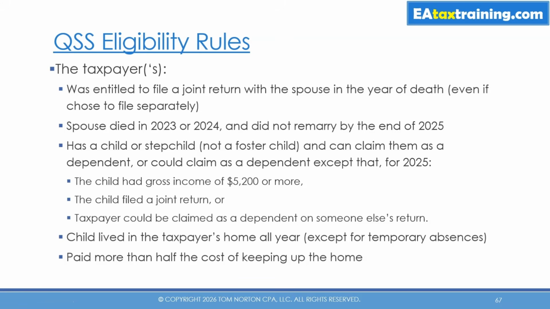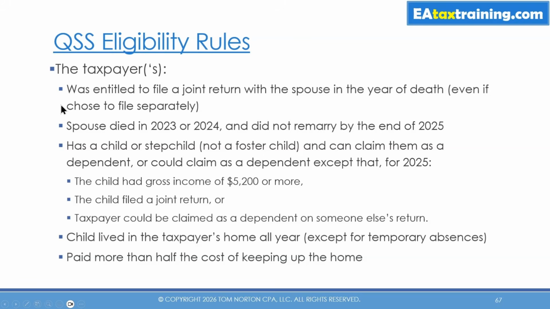So they have to still be unmarried, and their spouse had to have died in one of the prior 2 years in order to qualify. Then they have to have a child or a stepchild and can claim them as a dependent. Then you're going to see this exception: or could have claimed them as a dependent, except that for 2025, the child had gross income of $5,200 or more, the child filed a joint tax return, or the taxpayer themselves could be claimed as a dependent on someone else's tax return.